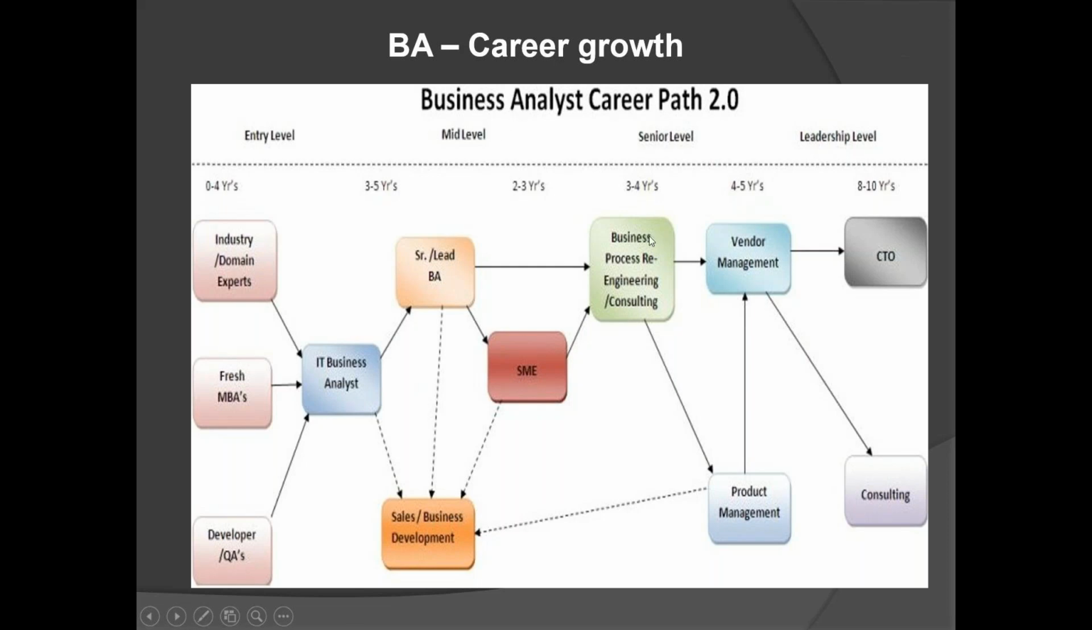Once you gain some experience at mid level, you will be promoted to senior level. There you will be working in business process reengineering or consulting, working for product management and reporting to vendor management. And once you gain some experience at senior level, you will be promoted to leadership level, working as a CTO or COO and handling consulting. That means you will be handling a couple of projects. This is how your career will be designed.